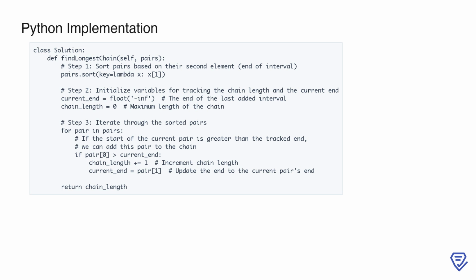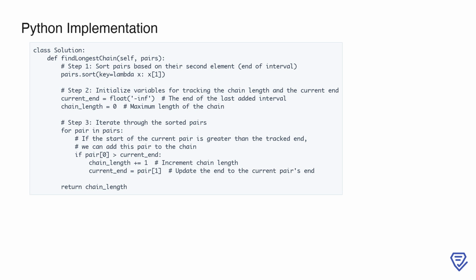3. Iterating through pairs. The code then iterates over the sorted list of pairs. For each pair, it checks if the start of the current pair, pair[0], is greater than the current_end. If true, this pair can be added to the chain. The chain length is incremented, and current_end is updated to the end value of the current pair, pair[1]. 4. Returning the result. Once all pairs have been processed, the function returns chain_length, which represents the maximum length of the pair chain.